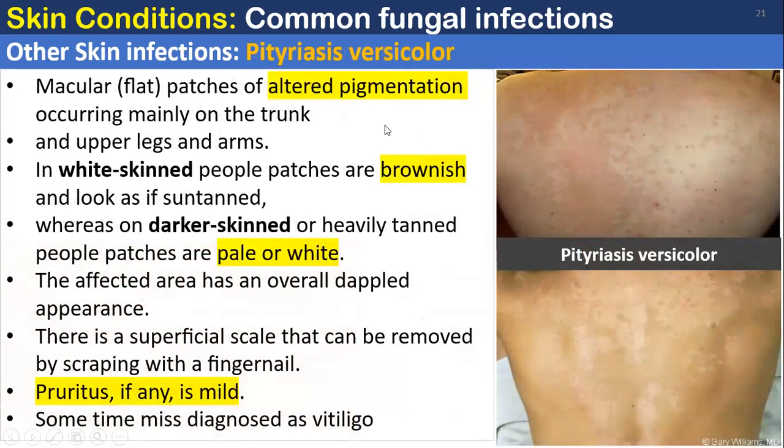نجي عن other most commonly found skin infection اللي هي بيترياسيس فيرسيكولار. بيترياسيس فيرسيكولار او تينيا فيرسيكولار، من اسم فيرسيكولار فيرس يعني تشينج كلر، يعني معناه راح يكون شنو؟ تشينج ان ذا كلر. الفايندنج مالتها هنا راح يكون ماكيولر فلات باتش اوف التر بيجمنتيشن، يعني تغير اللون مالتها.